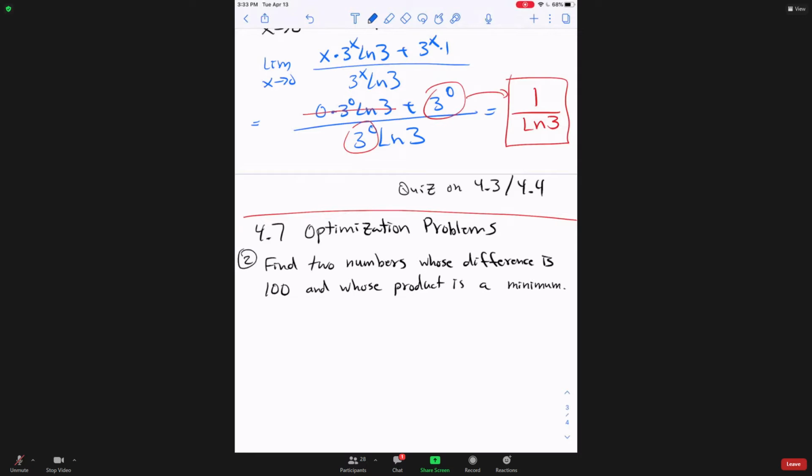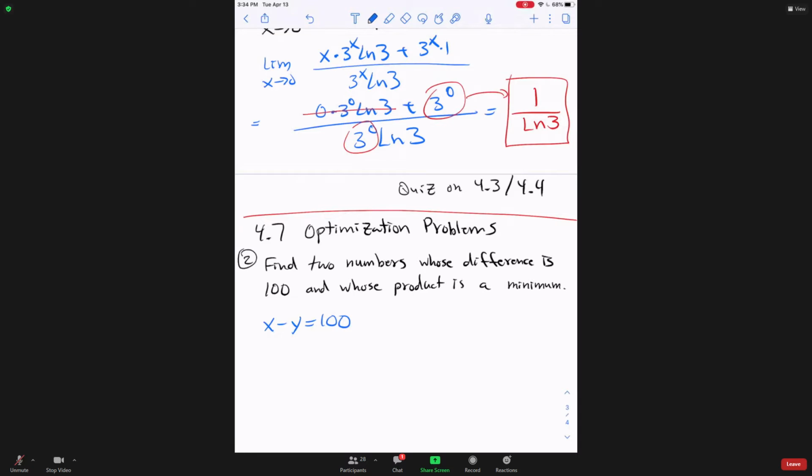So here's what you want to do. In all the problems in this section, you have to come up with an equation that you're trying to optimize. That would be your primary equation. And then you're going to have a secondary equation. In this case, find two numbers whose difference is 100. So here we go, x minus y equals 100. That's actually your secondary equation. What you're trying to minimize or maximize is your primary equation. In this case, the product is the minimum.